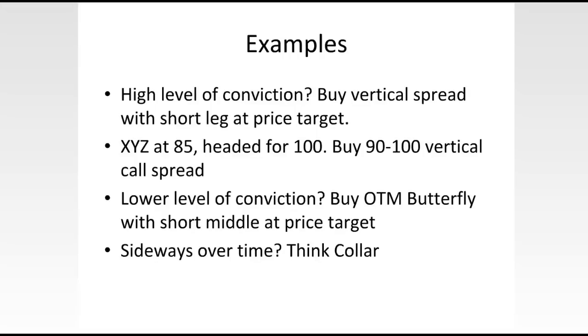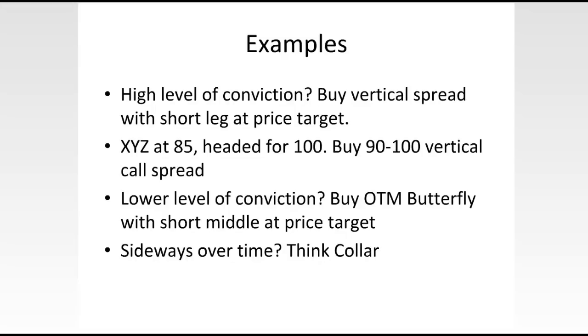Here's some examples. Let's say you have a high level of conviction that, I don't know, XYZ is at 85, headed for 100. I would be looking to buy the 90-100 vertical call spread. This is what I mean. Don't just buy the 90 call. Do the 90-100 vertical spread as an example. Yes, it captures upside. You can't make any more money after the thing goes above 100, but okay. It also drastically reduces your downside risk. This is what I mean by spreading.